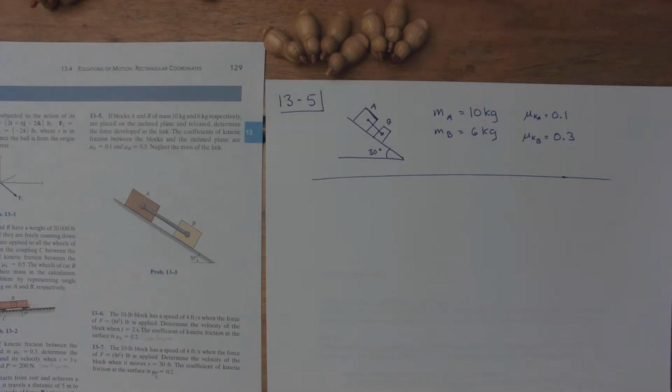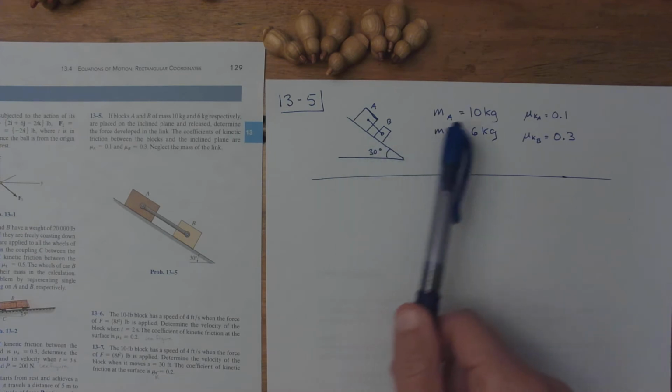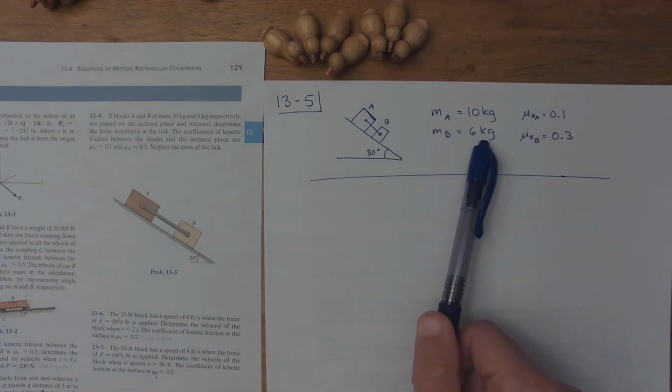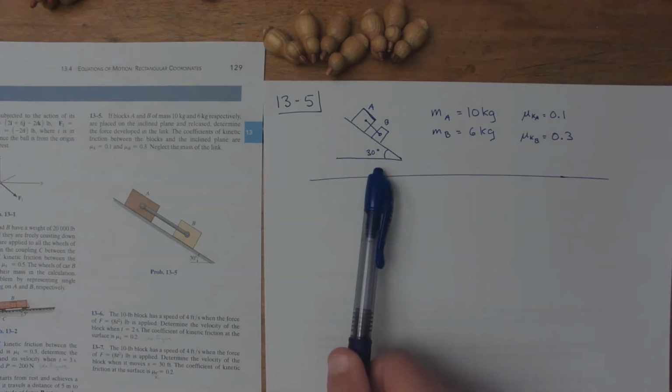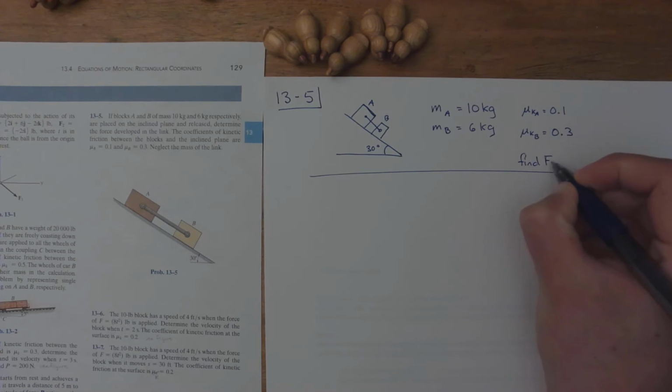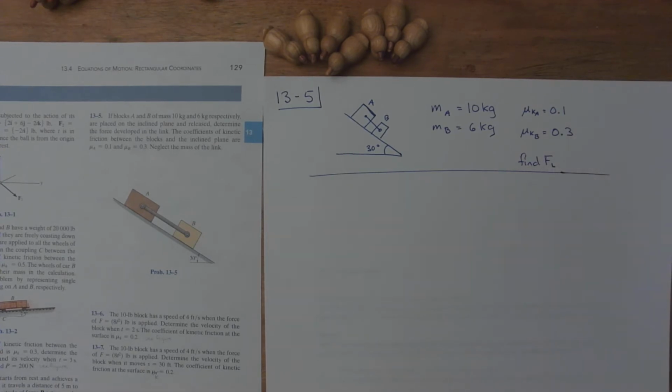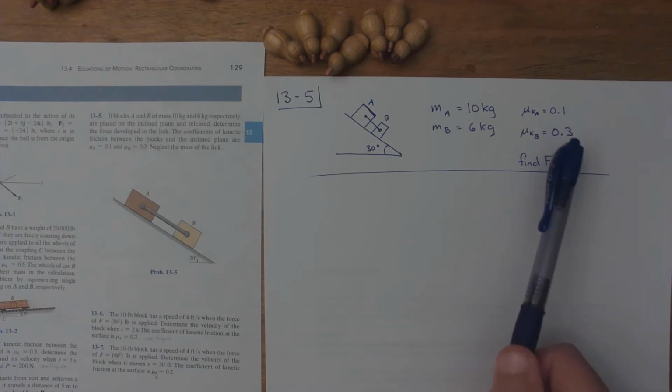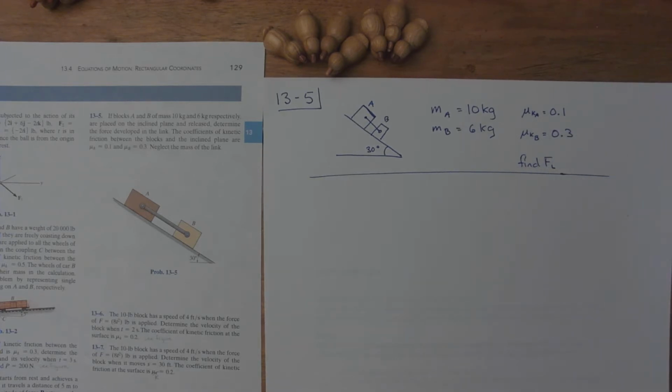This is problem 5 from chapter 13. If blocks A and B of mass 10 kilograms and 6 kilograms respectively are placed on the inclined plane and released, determine the force developed in the link. The coefficients of kinetic friction between the blocks and the inclined plane are 0.1 and 0.3. Neglect the mass of the link.